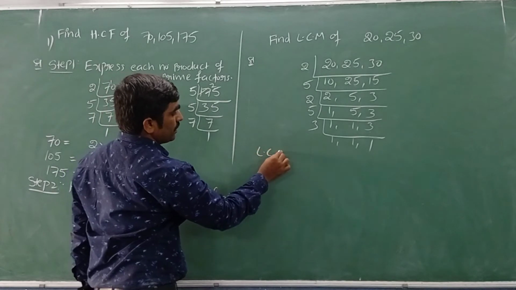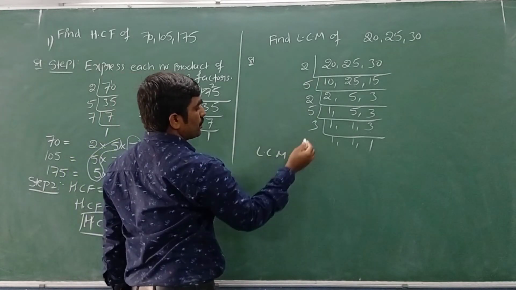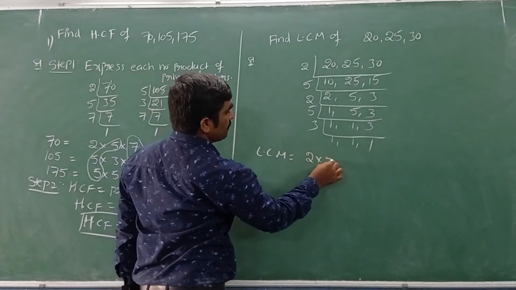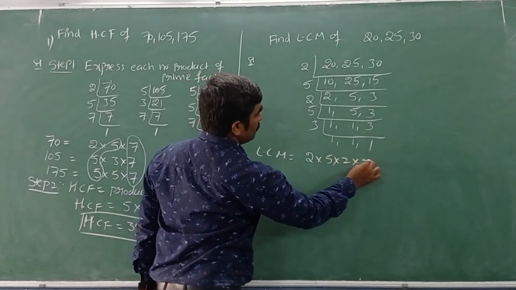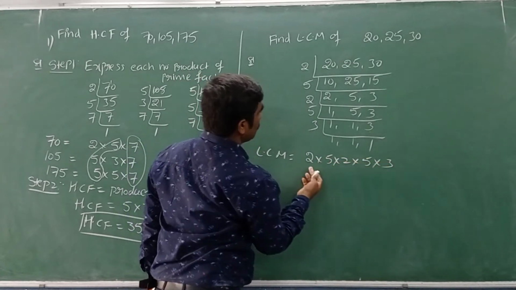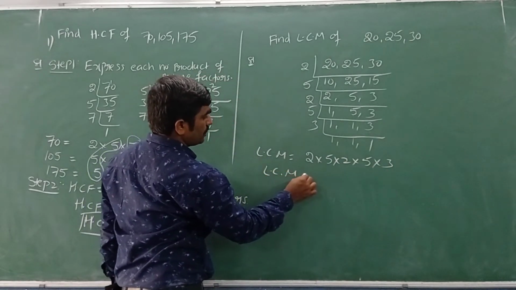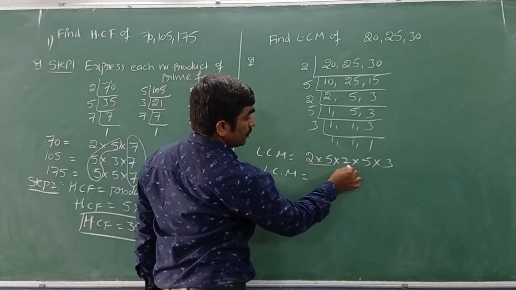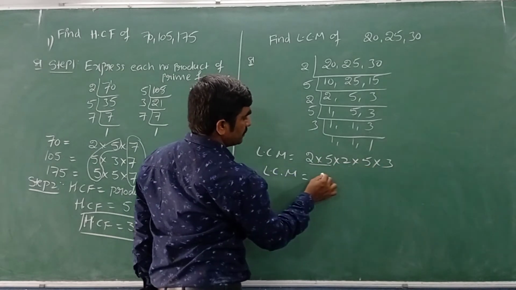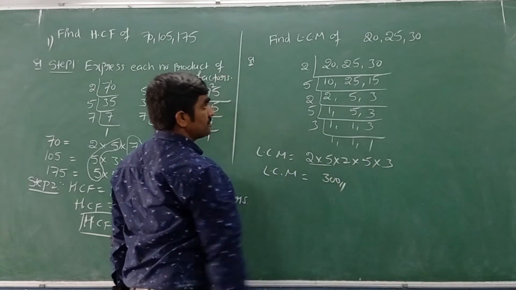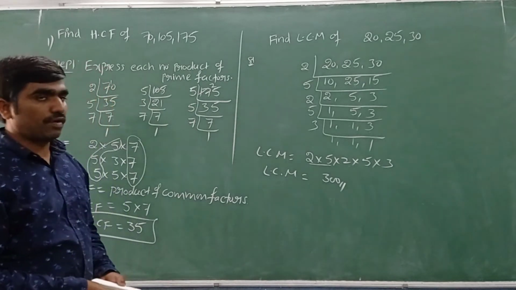Now see how I can find the LCM. LCM is equal to the product of all these prime factors: 2 into 5 into 2 into 5 into 3. Yes, right now your LCM is equal to 2 5s are 10, 10 2s are 20, 20 5s are 100, 100 3s are 300. LCM is equal to 300, I got.